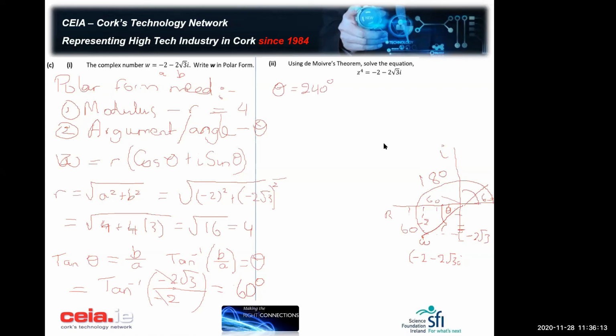So our answer is w is equal to 4 times cos 240 degrees plus i sine 240. Anyone have any questions on that? This is a very common question that you'll be asked, to convert between polar form and rectangular form.